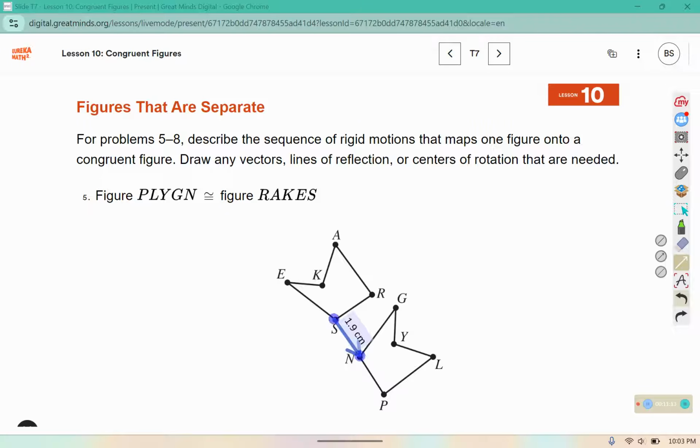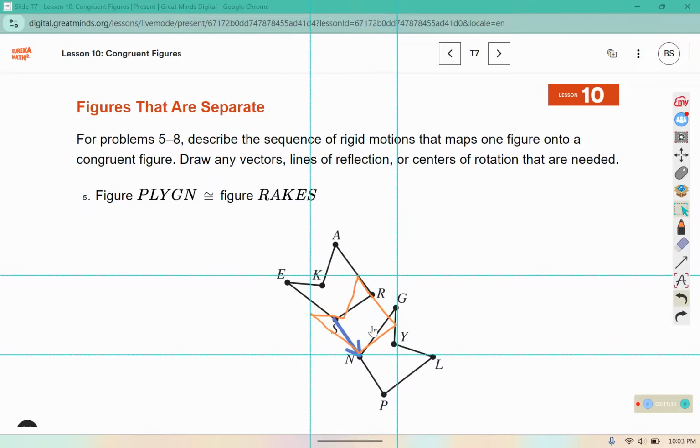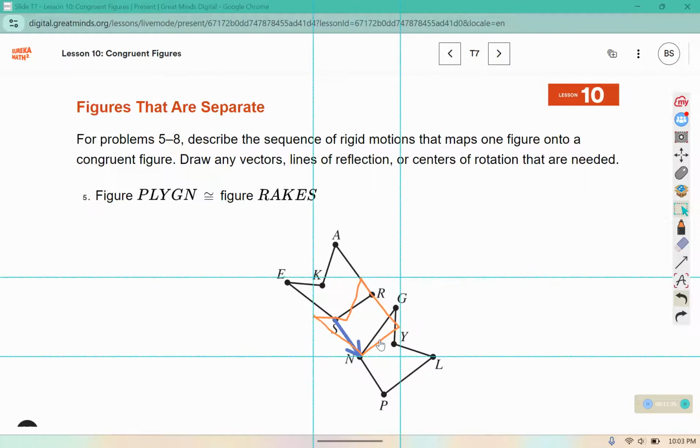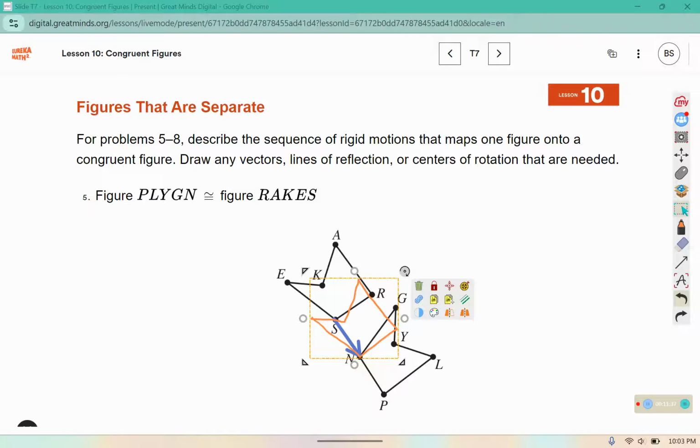So I'm going to start by mapping S to N, because right here I see S and N are the last letters. So what that's going to look like is I'm taking this figure and shifting it down to the right. I'm sliding it down along that vector until S and N match up. Now, it appears that I need to turn it.